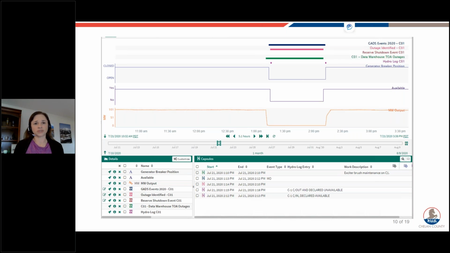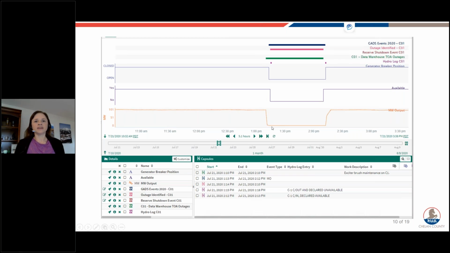In the lower right portion of this screen, it provides details associated with the specific conditions that are being met. The data displayed here is customizable depending on the fields available from your external data sources. So these details help us see for this exact example that TOA expects the outage to be for an exciter brush maintenance, that GADS has a maintenance outage or an MO that has been entered, and the hydro log entries support the outage, showing that the unit is being declared unavailable and then available. And you can see all of that in that data below in the lower right section.